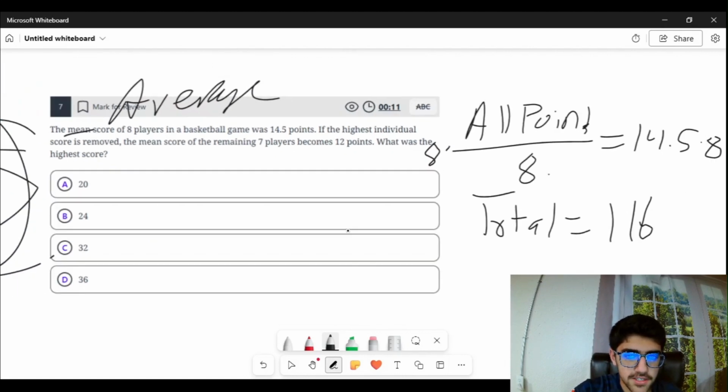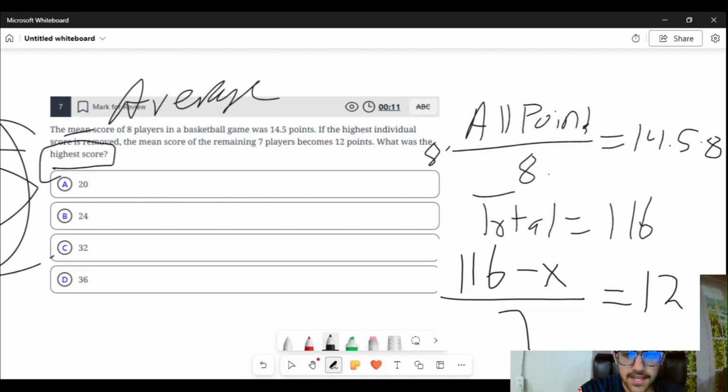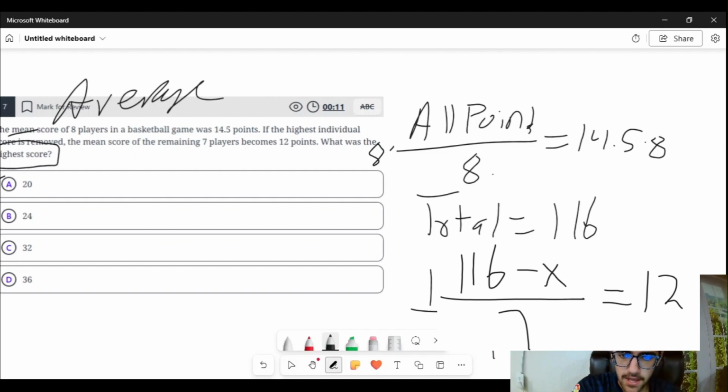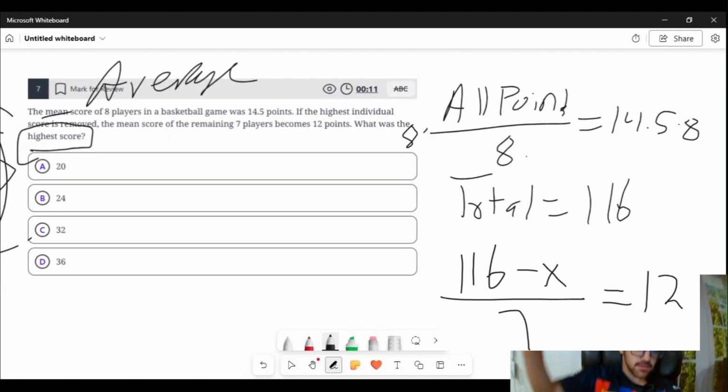So then we know that 116 total points, minus x, and we're going to say that x is the highest score, divided by 7 because we removed the highest score. So now there's only 7 players. It is equal to 12. And from there, we have to solve for x. So basically you have to apply even the previous skills from the algebra domain to recognize the pattern, understand the scenario, and create an equation to solve. So this barely involves knowing mean. All you need to know for this one was the definition of a mean. Everything else was from the algebra domain. So that is how everything will become mixed on the SAT.